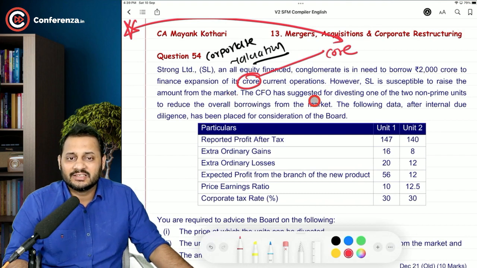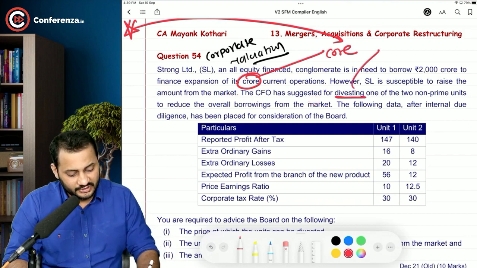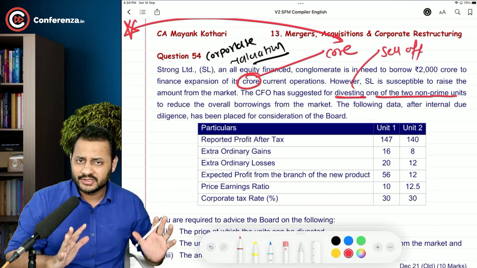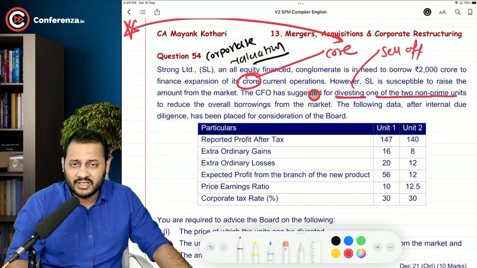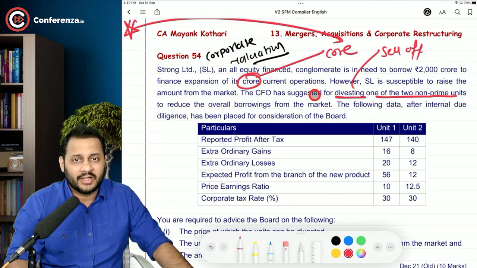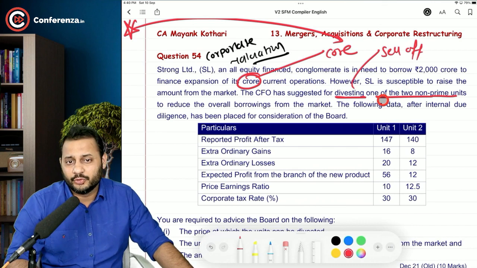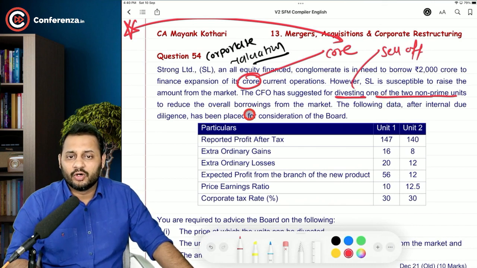However, SL is susceptible to raise this amount from the market. The CFO has suggested divesting, selling off one of the two non-core units. Both of the units that we are going to look at are non-prime. It's not that important, so we can sell any one of them. But we have to sell only one of the two to reduce the overall borrowing from the market.